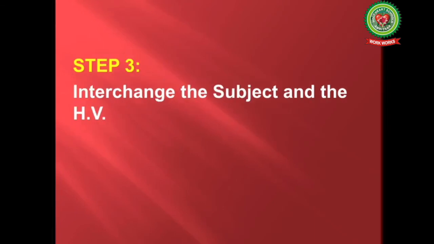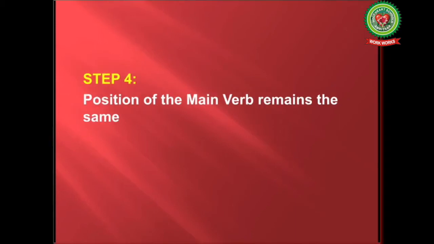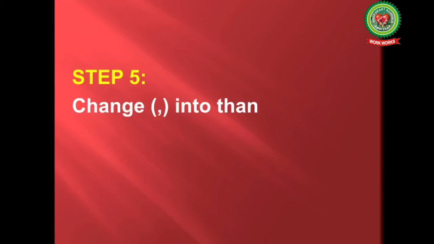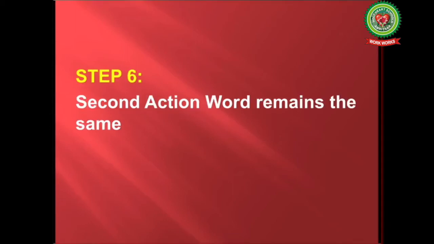Third step, you have to interchange the subject and the helping verb. Fourth step, the position of main verb remains the same. Fifth step, you have to change comma into than. And the last step, the second action remains same. Now let's take an example.